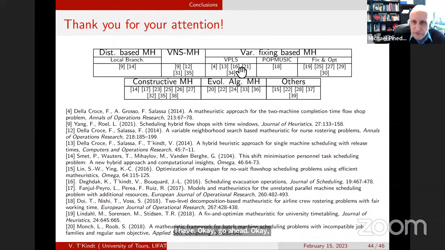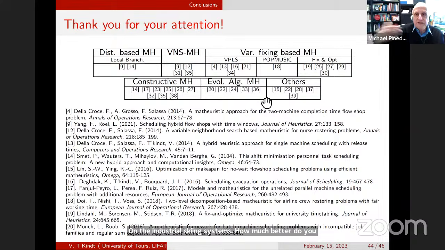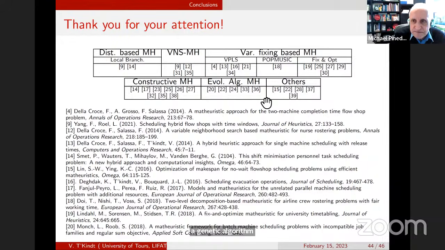Let me ask you a question. First, do you have any knowledge of Matheuristics being used in industrial scheduling systems? So industrial scheduling systems that have time limits, that they have to produce a schedule, let's say in 10 minutes on their computer. And how does the Matheuristic then compete with a purely genetic algorithm in industrial scheduling systems? How much better do you do? I suspect that you will do better than a genetic algorithm, for example. But how much better do you think you will do?